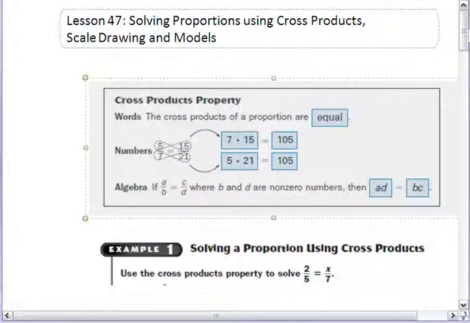Video 47, Solving Proportions Using Cross Products and Scale Drawing and Models.